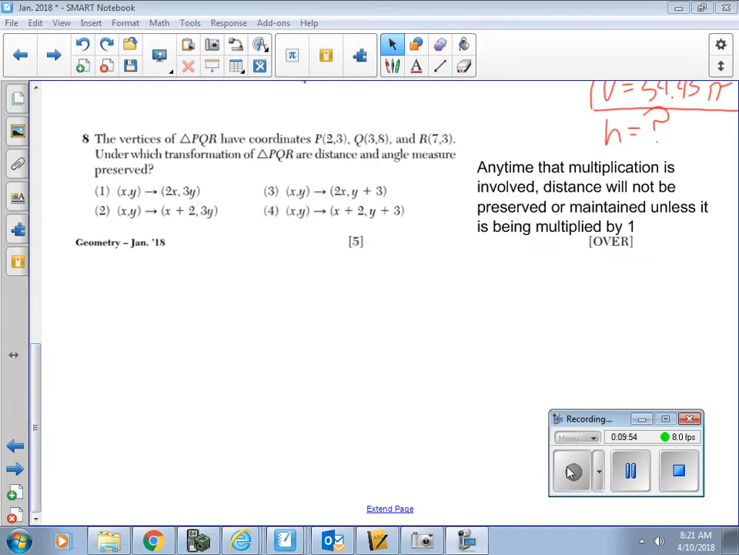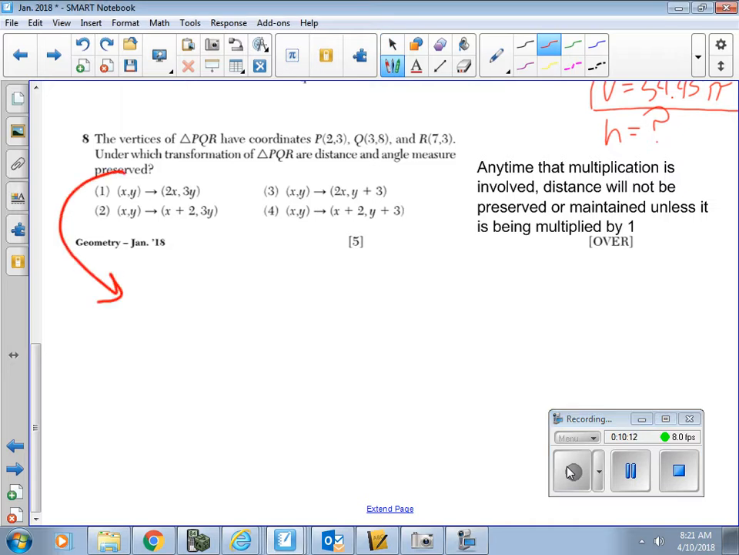Okay, look at number 8. It says the vertices of triangle PQR have coordinates of 2, 3, 3, 8, and 7, 3. Under which transformation of PQR are distance and angle measure preserved? Remember, preserved, that's another way for saying stays the same or maintained. We've said maintained. All right. However you want to think about it, preserved, you need to know what it means.